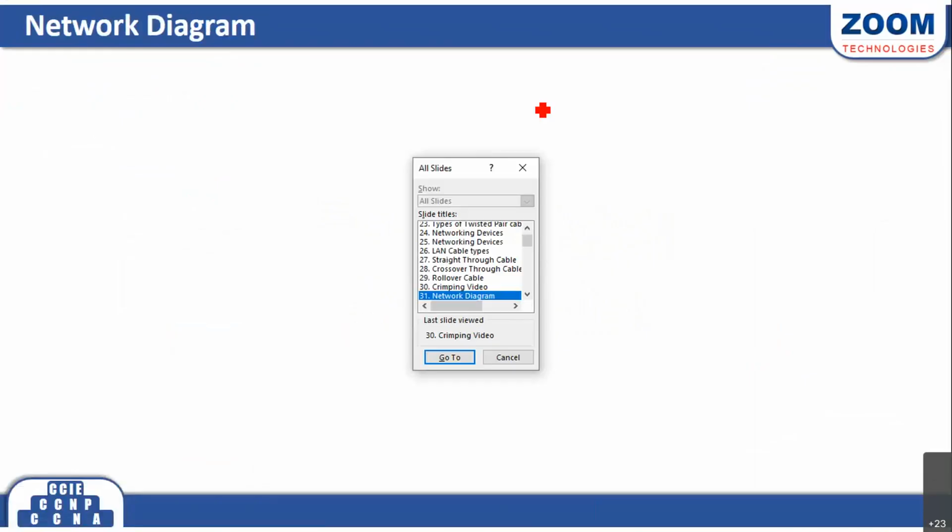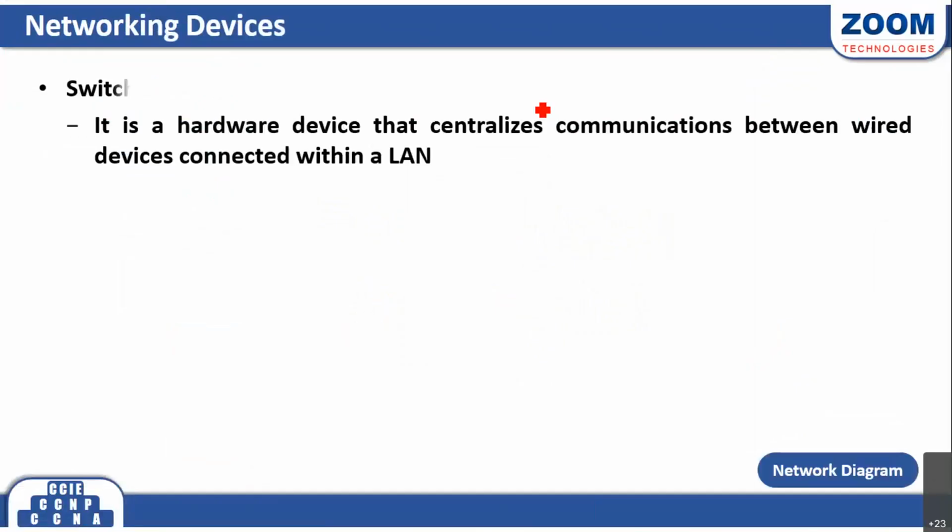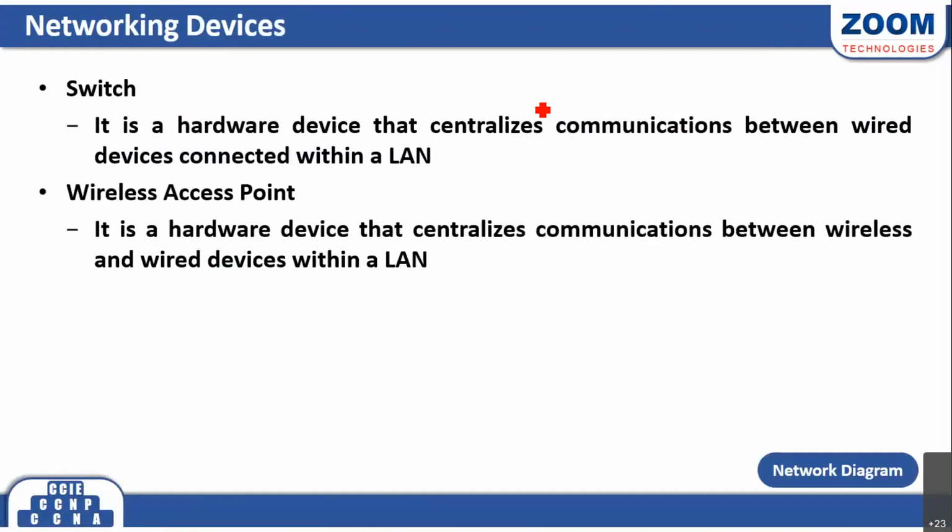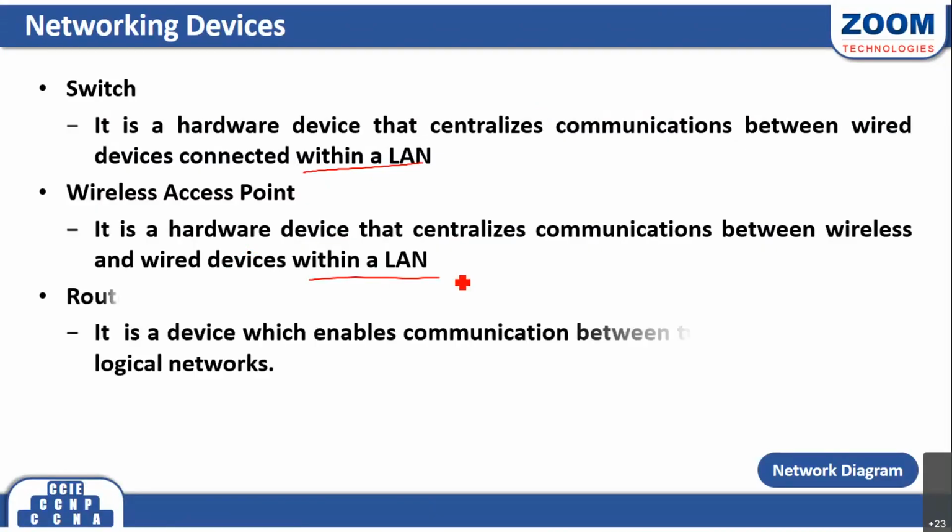Here we have the switch. It is a hardware device that centralizes communications between wired devices connected within a LAN. A wireless access point is also a hardware device that centralizes communication between wireless and wired devices within a LAN. Switch and wireless access point will work within a LAN only. A router is a device which enables communication between two or more different logical networks.